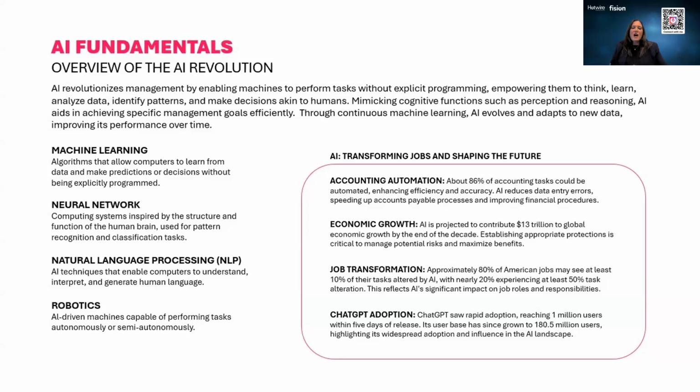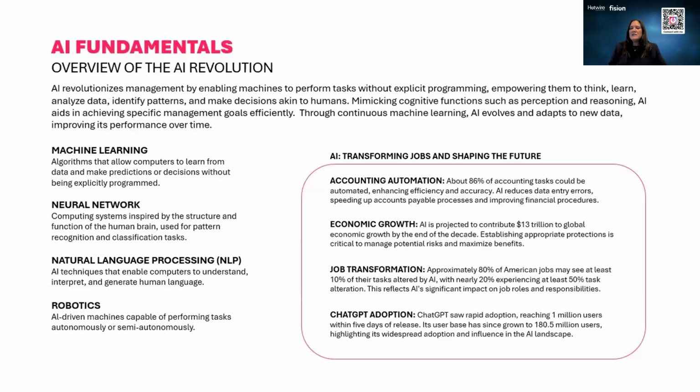So automation, a lot of accounting systems in property management are now automated. About 86% of accounting tasks could be automated, enhancing efficiency and accuracy. I remember the old days when we had to do bookkeeping with paper and pencil. AI will reduce data entry errors. It'll speed up your accounts payable processes. It can improve your financial processes. Now, AI is projected to contribute 13 million to global economic growth by the end of the decade. Establishing appropriate protections is critical to manage potential risks and maximize benefits. I also want to mention that there are legal ramifications if you are using AI to provide legal information. Always check with your attorney.